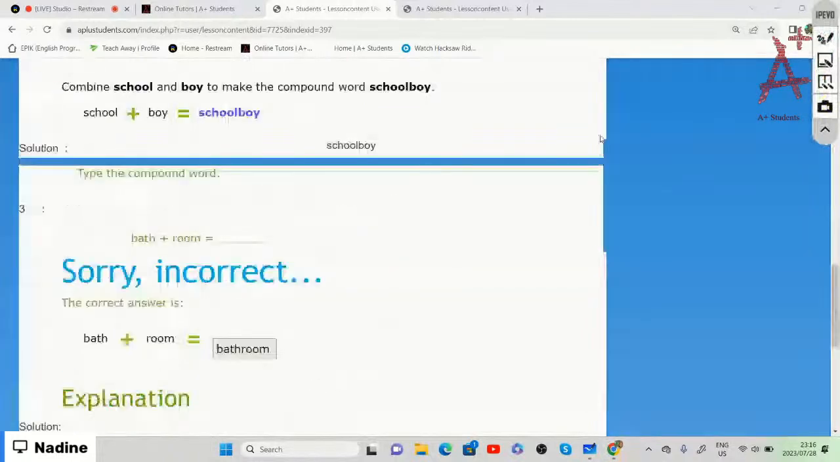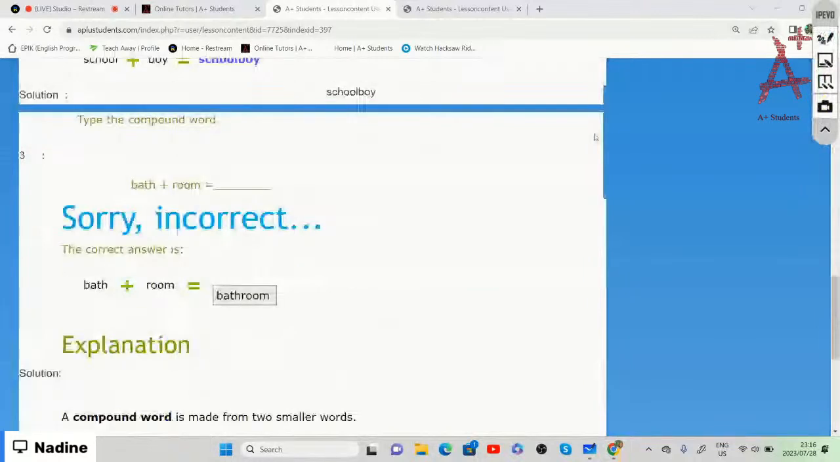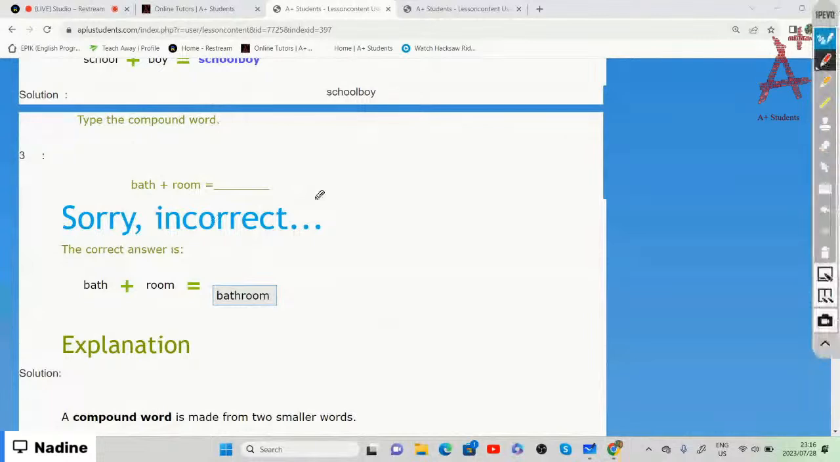All right, the next one. Our two smaller words are added together, and we need to create a compound word. So bath plus room. Bath plus room equals bathroom. Oopsie. Let me remove the one. So bathroom.